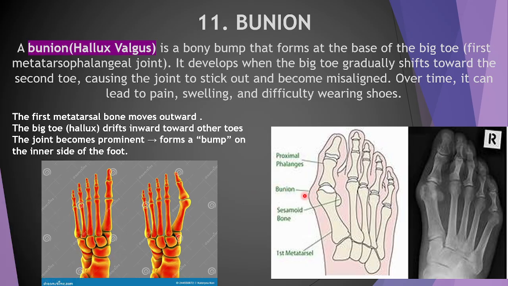Okay. So here you can see in the picture that there are five metatarsals in the foot. There is the first metatarsal. In the first metatarsal, that bone moves outward. The big toe drifts inward toward the other toes, and it becomes prominent and forms a bony bump on the inner side of the foot. That is known as a bunion. Here is a normal foot, and here is a foot with a bunion condition. Bunion is also known as hallux valgus.